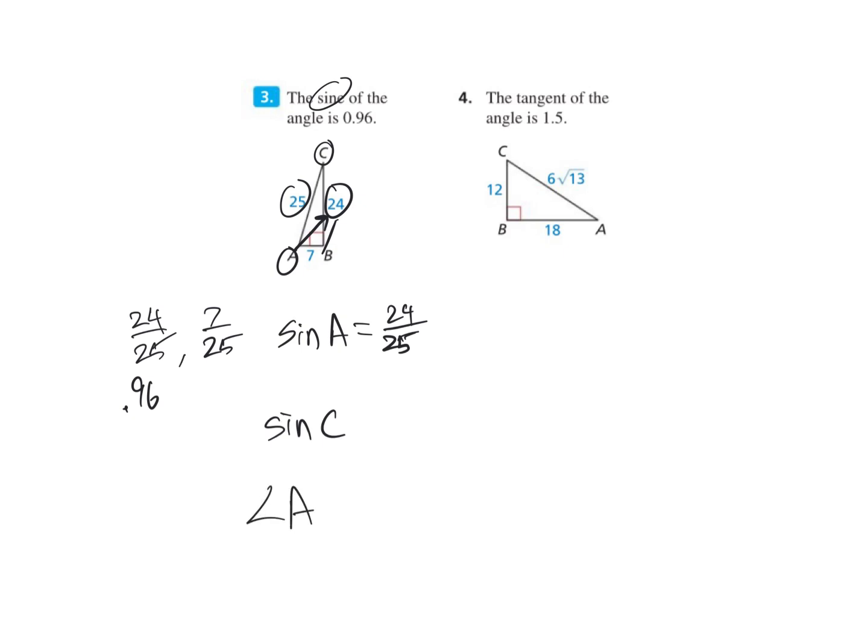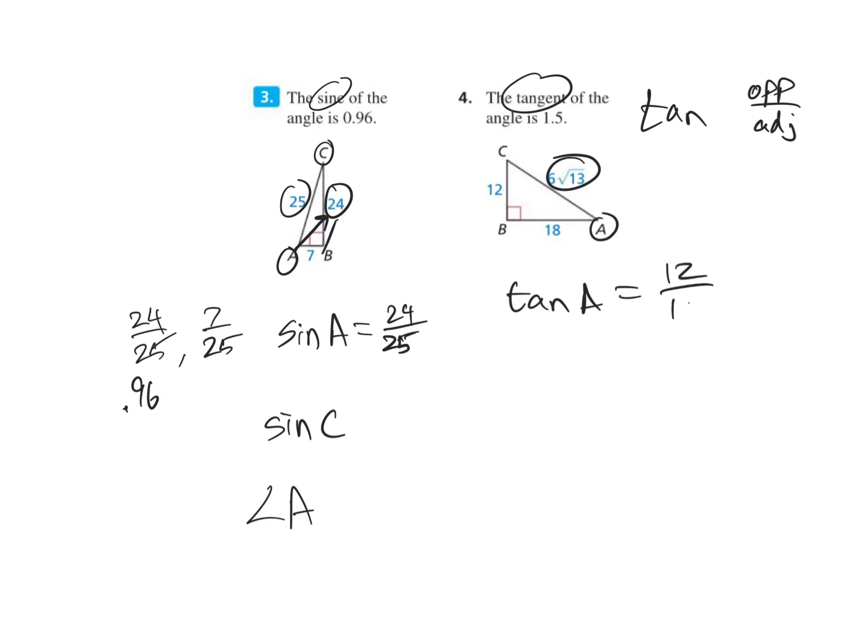All right, now the tangent. Tangent, again, is opposite over adjacent. So we're not going to be using our hypotenuse. So before I even begin, I'm just going to write them both down. Tangent of A is going to be the opposite leg, 12, over the adjacent leg, 18. And the tangent of angle C is the opposite leg, 18, over the adjacent leg, 12. Now it needs to be 1.5. Well, 12/18 is not bigger than 1, so I know right off the bat that this is the correct one.